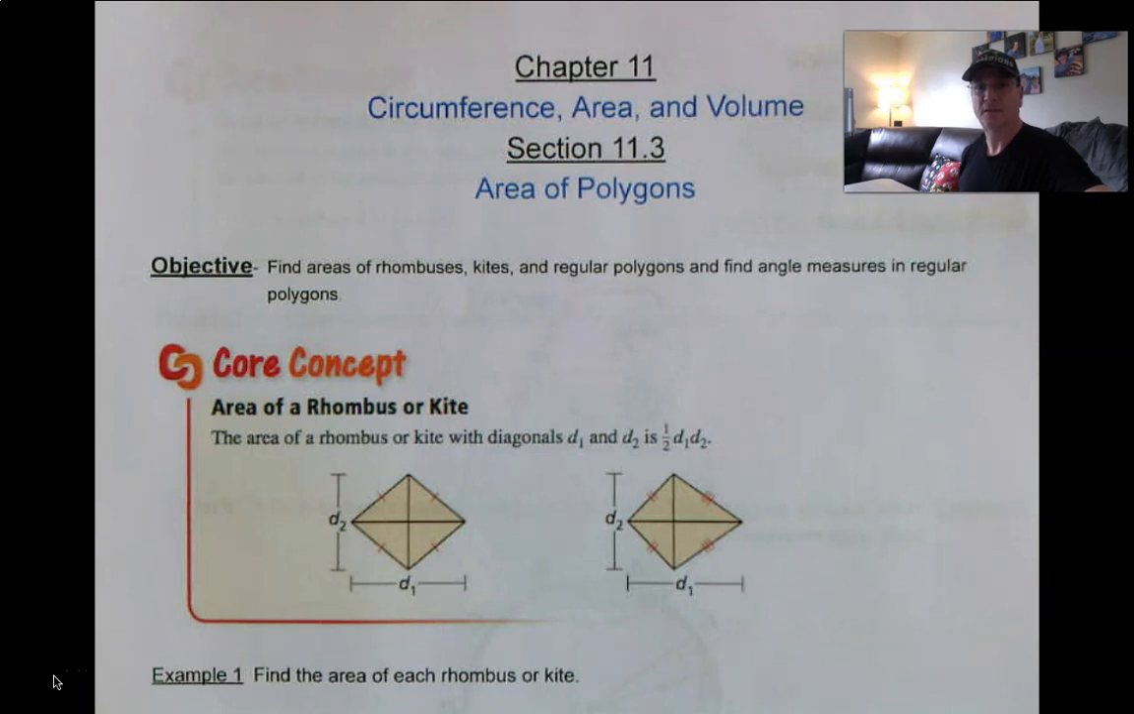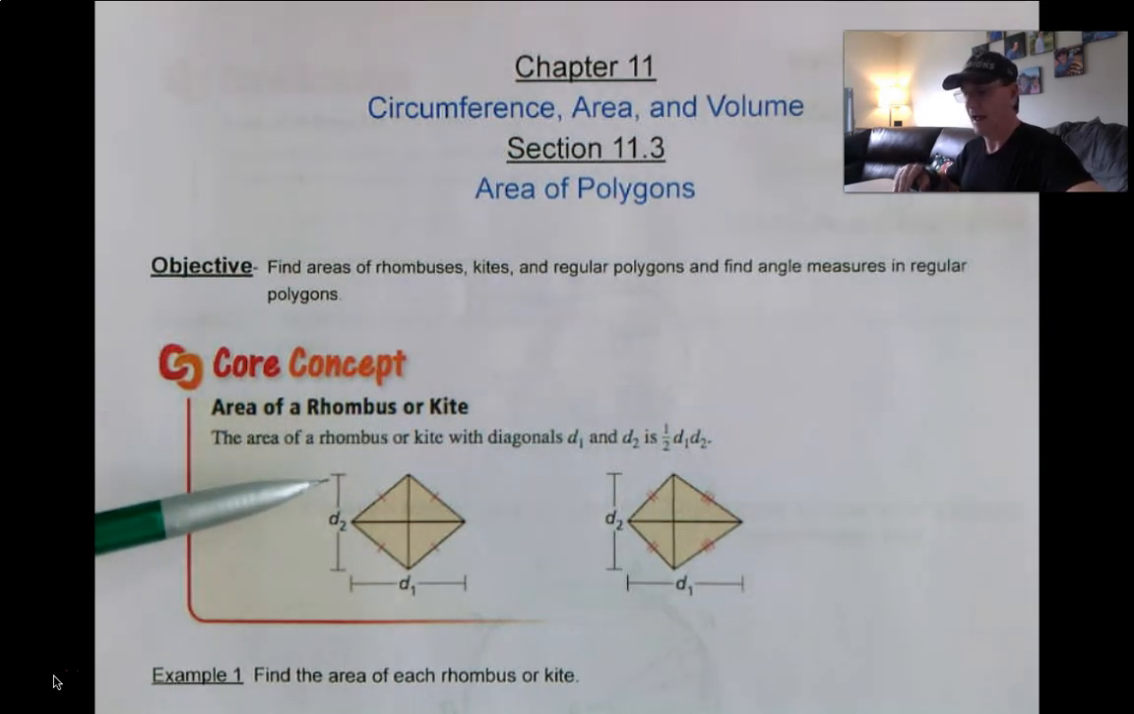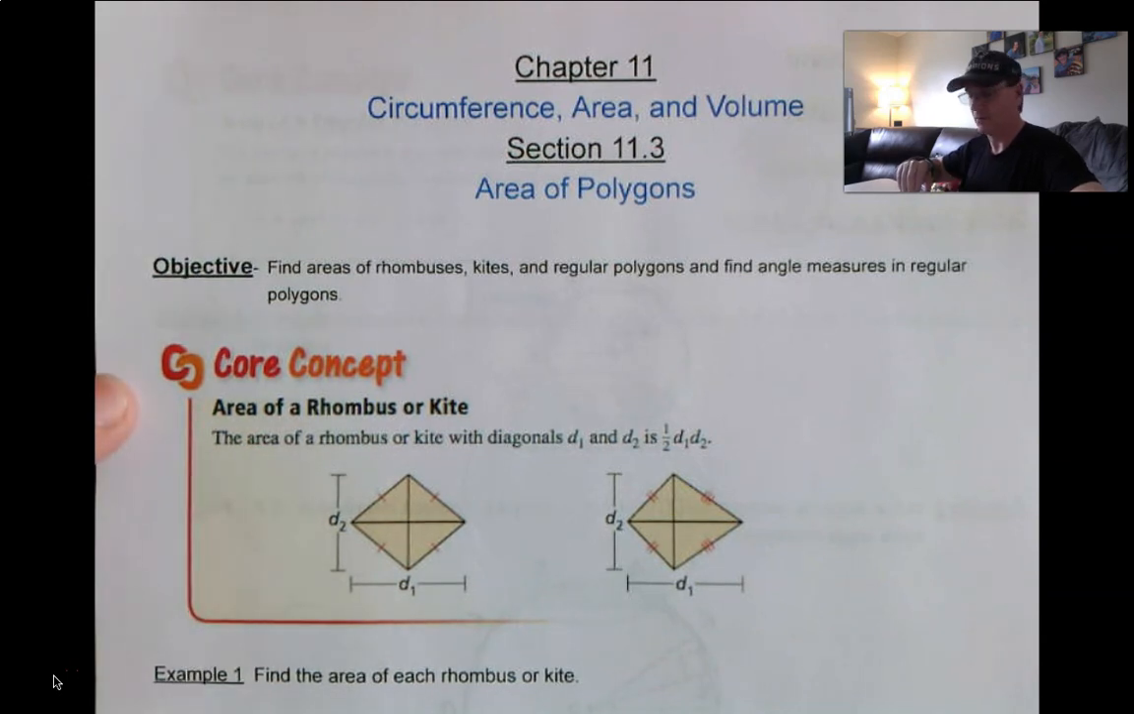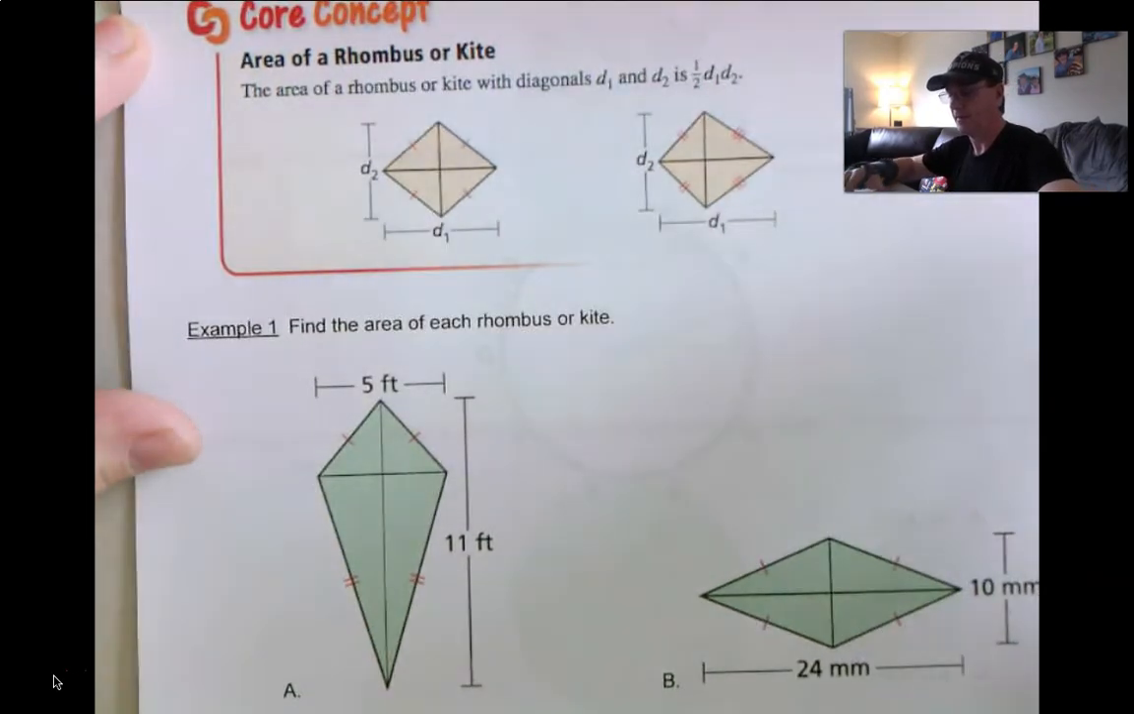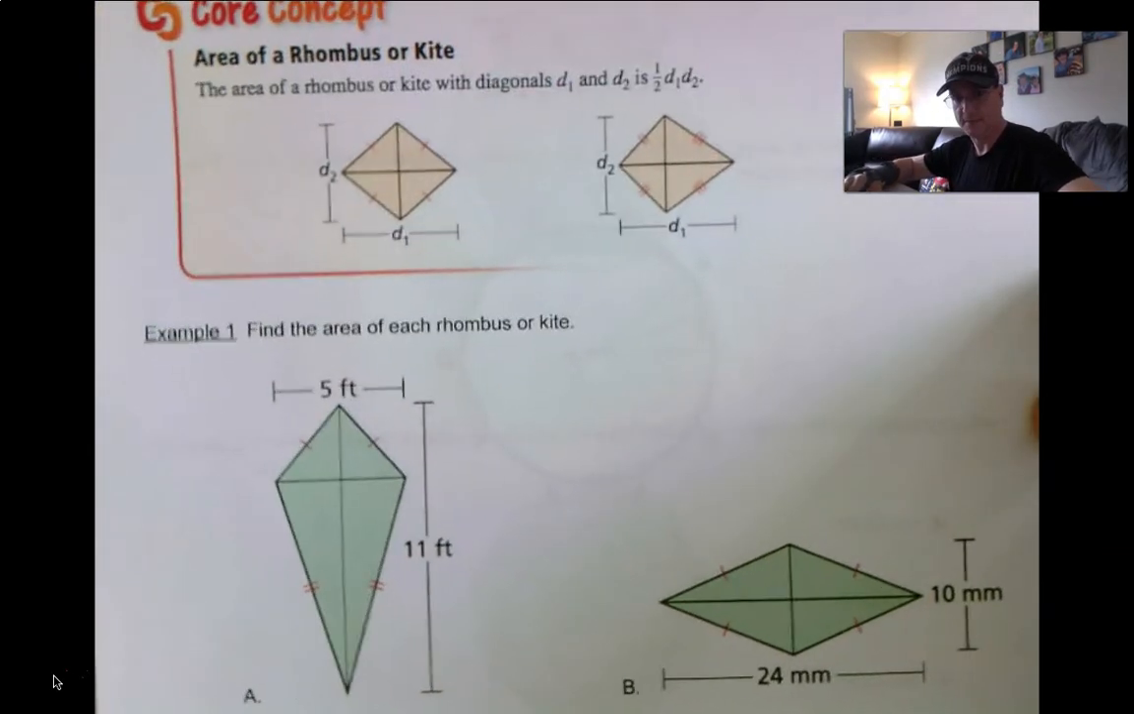Hello everyone, section 11.3, areas of polygons. So we have this formula for a rhombus or a kite, works for both, and it's simple, it's nice. Half diagonal 1 times diagonal 2 gets you the area of any rhombus or any kite. Example 1, find the area of each rhombus or kite.